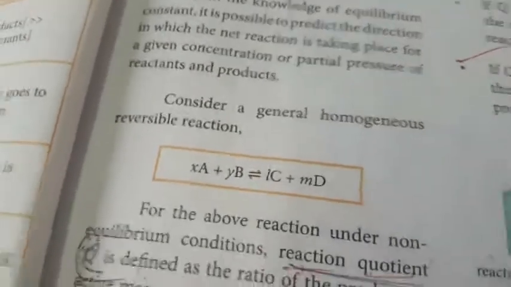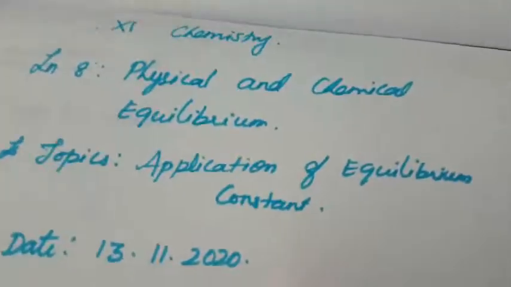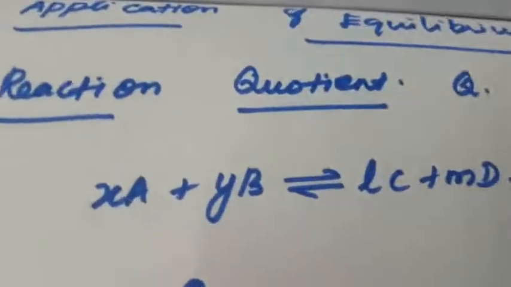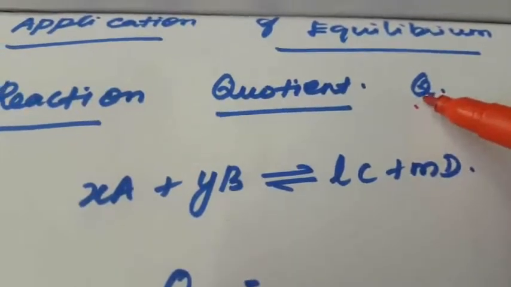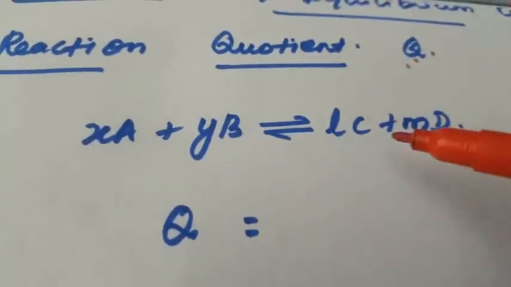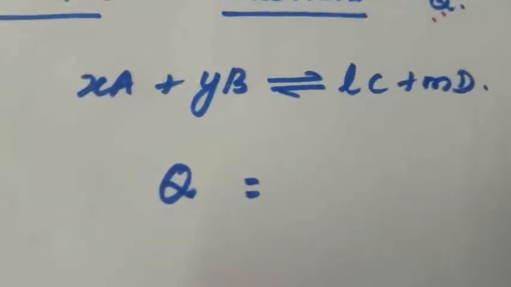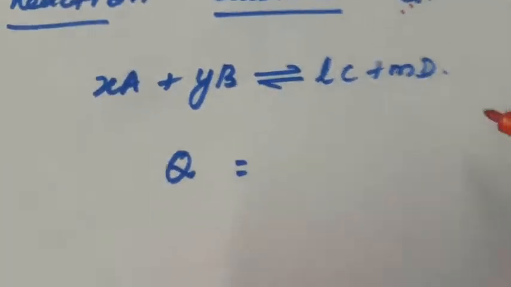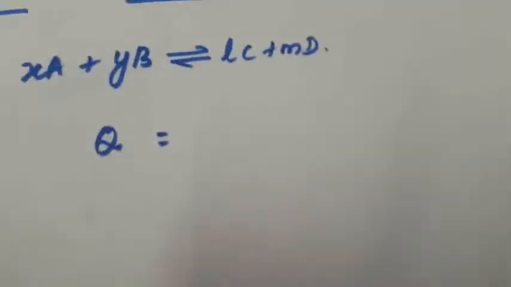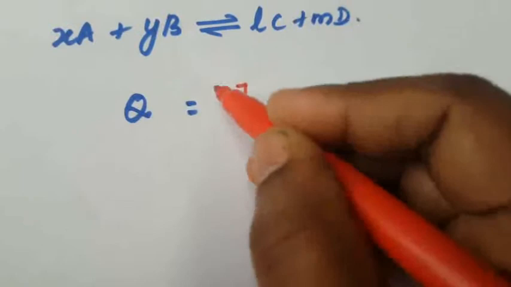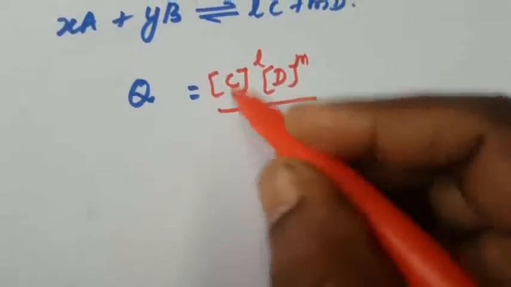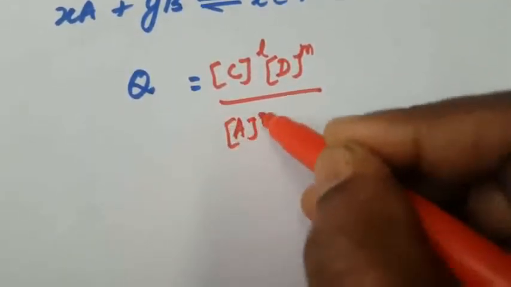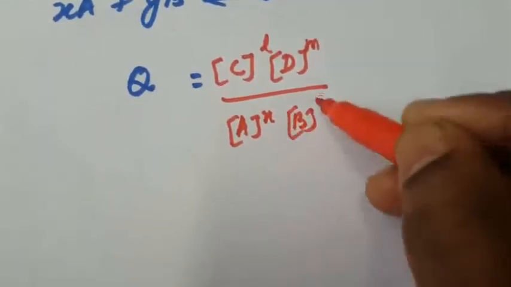We consider a homogeneous equilibrium. To predict the direction of the reaction, we use what is called the reaction quotient. What is meant by reaction quotient? The reaction quotient is represented as Q. Q is defined as the ratio of the product concentrations to the reactant concentrations. So this is the reaction quotient.